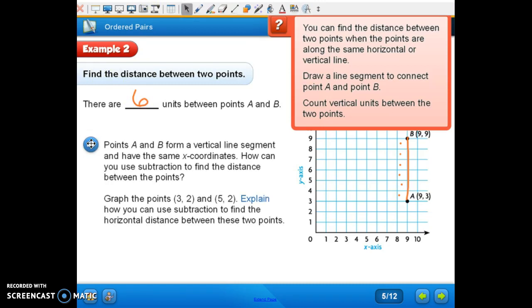Point A and B form a vertical line segment and have the same x-coordinate. Remember, it said you either had to be on the same x-coordinate or y-coordinate. How can you use subtraction to find the distance of the points? Well, since this is going up, I could take my y points, 9 and 3, and subtract them. Okay, so our 6 units. It says since points A and B form a vertical line segment, you have the same x-coordinates, how can you use subtraction? So we're going to go to a new page and write that.